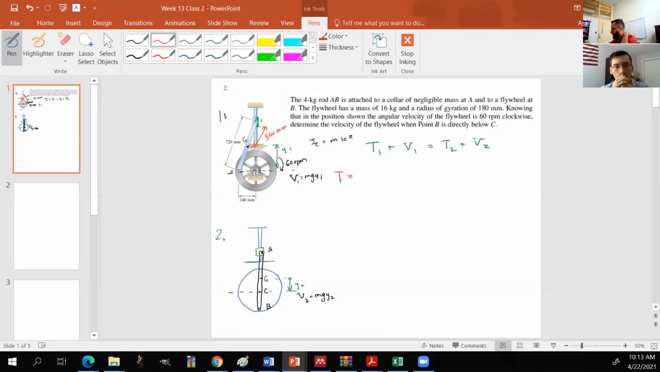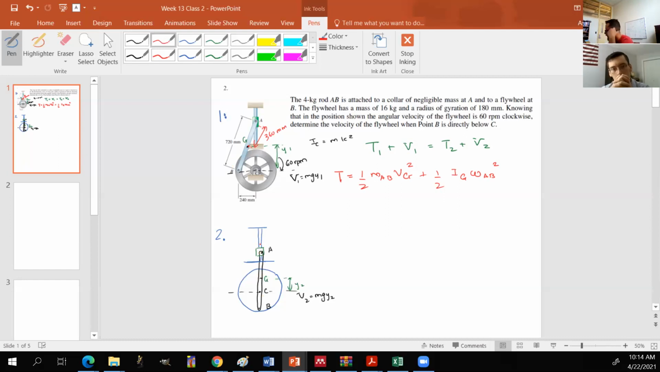So now we write the kinetic energy of the system. Let's look at the rod AB first. The rod AB is both rotating and translating, right? So we've got to use our general plane motion expression. That's just the mass of the rod AB times the velocity of the mass center, Vg squared, plus half times Ig times the angular speed of the rod squared. So this is your kinetic energy for the rod, and it applies in both positions.